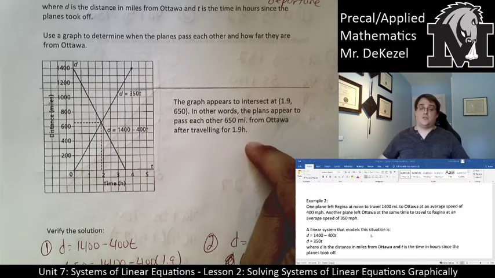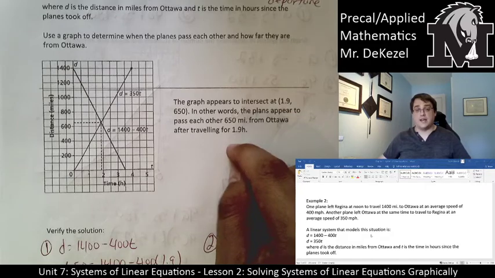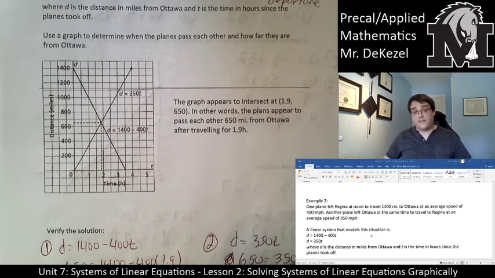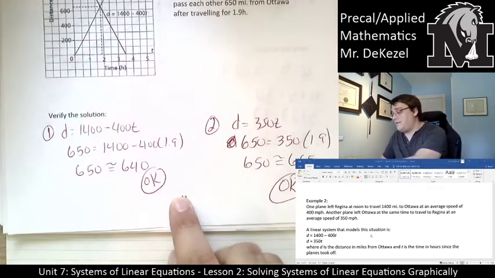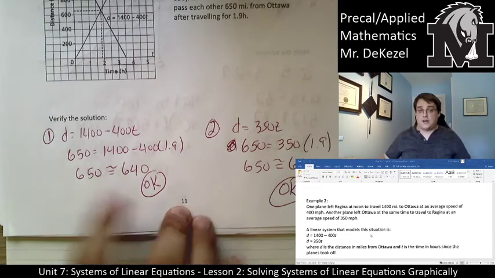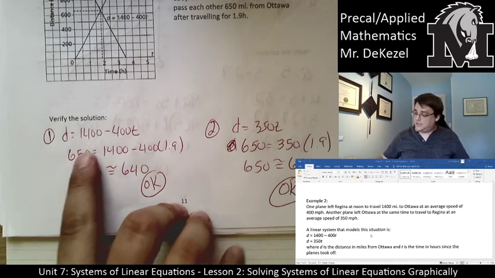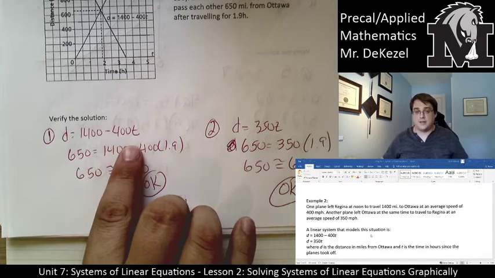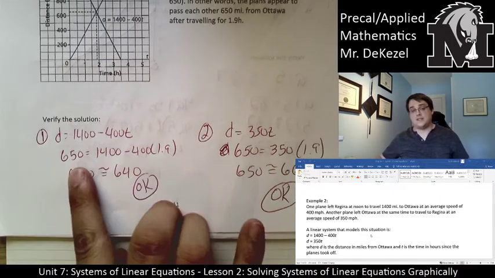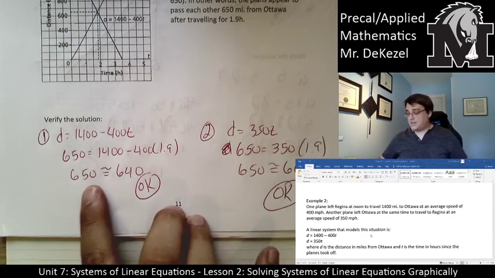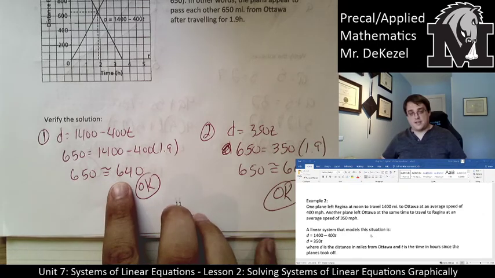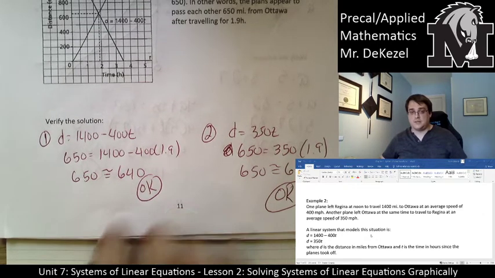What we want to do to see if that is correct, 650 miles or 1.9 hours, is verify that solution. So, in verifying that solution, the first equation, D is equal to 1400 minus 400 times T. 1.9 is T, 650 is D. We found out that 650 and 640 on this side. Now it's approximately the same.